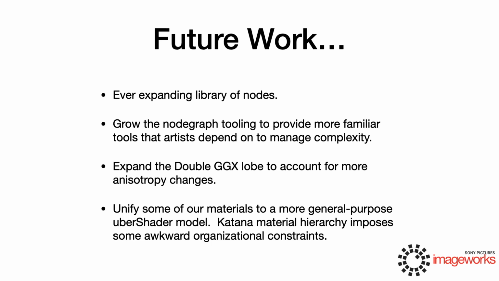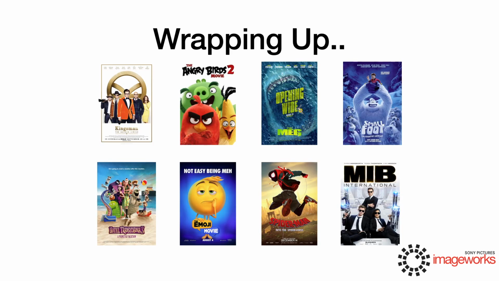And the other piece of work that's on the horizon is to work on merging some of those materials that are presented separately to the user to more of an Uber shader model. This isn't so much to make up for a shortcoming in the system as it is in response to some of the awkwardness that Katana imposes on how the data is stored and the ability to reorganize data in a more dynamic way. And that about wraps it up.